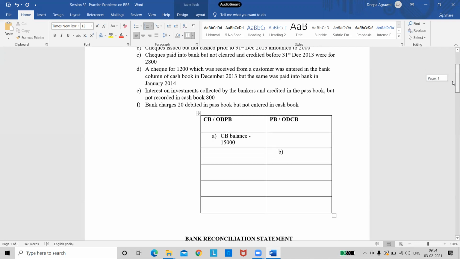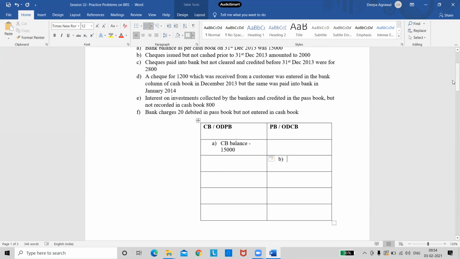As you told me, see this. First transaction was checks issued but not cashed prior to 31st December. As we discussed, when checks are issued, the cash book will record the entry first, and the balance as per cash book will be less. When we come to the passbook, the balance will be more, by rupees 2000. So we need to write the working notes like this. Cash book amount is given, we are finding out passbook, so I will write all details in the passbook column only.